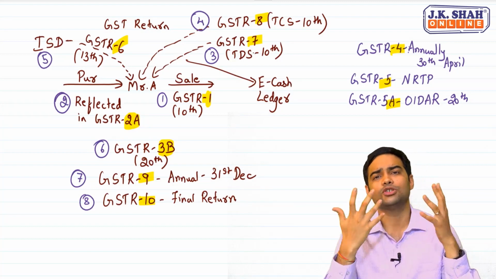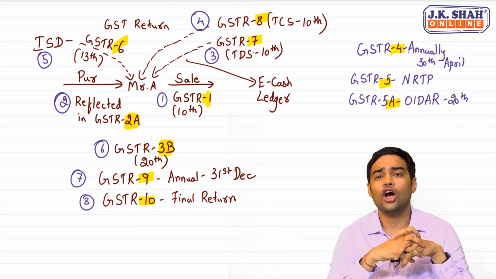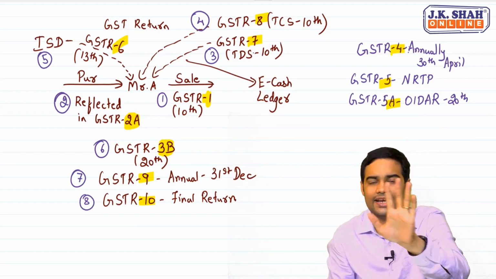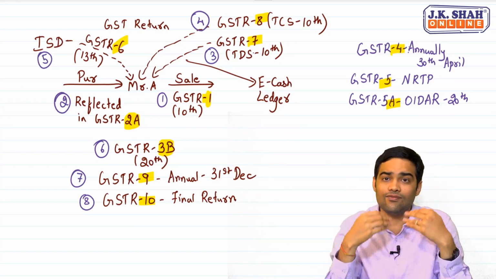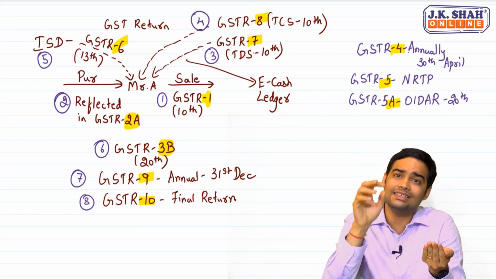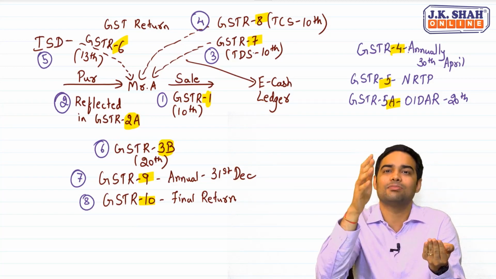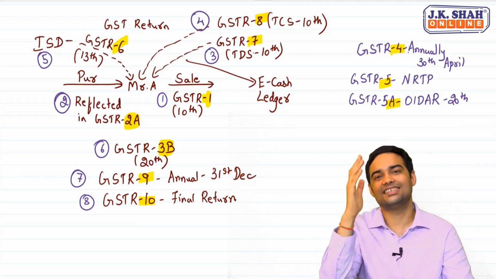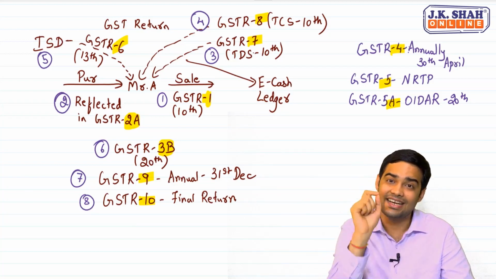Rectification: suppose an error happens, you cannot revise the return. A return once filed cannot be revised. But in future, in the month when you find the error, in that month, you can rectify that mistake. And the last date for rectification is the date of filing.